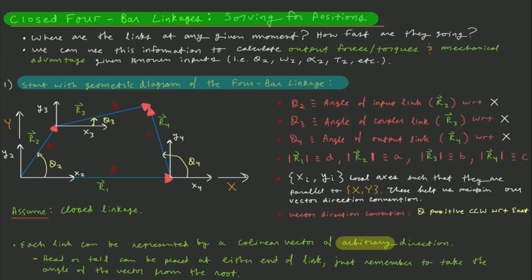So here we have a geometric diagram, and we've represented each link, A, B, C, and D, D being the ground link, with vectors. A is represented by R2, B is represented by R3, C is represented by R4, and D is represented by R1. Now, let's go through the variables in this geometric diagram.